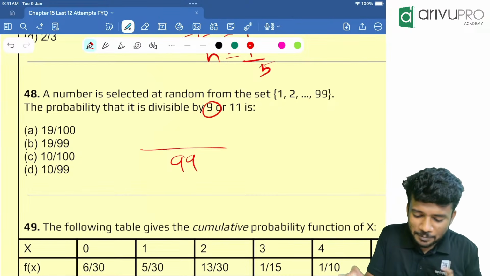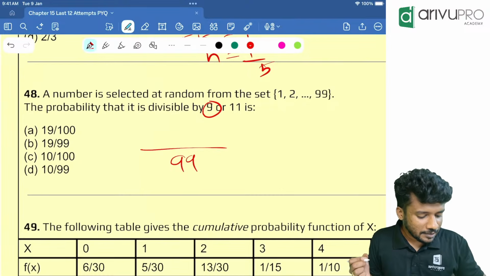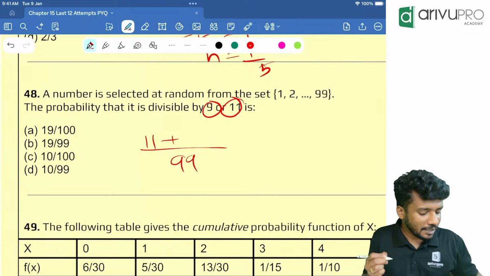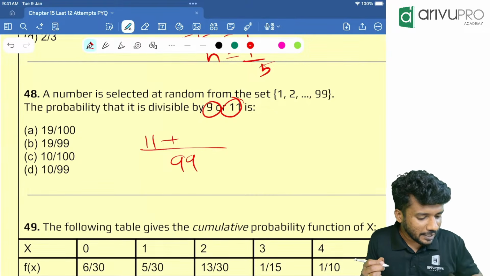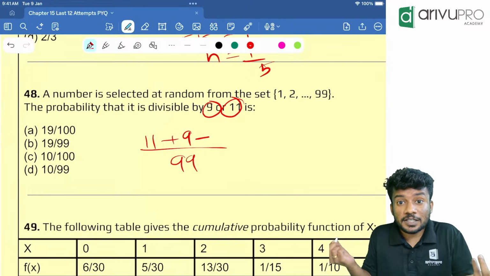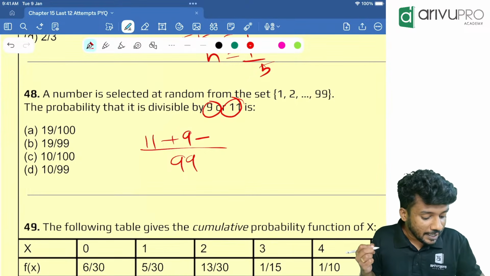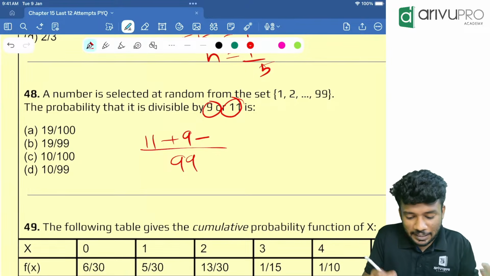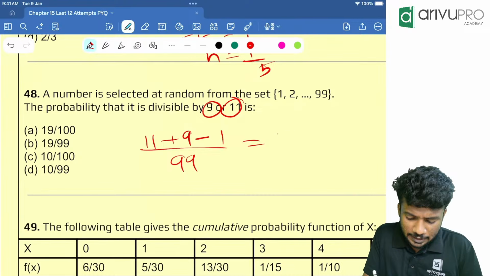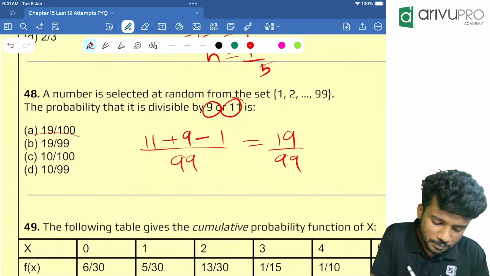Now how many are divisible by 9? Take 99 divided by 9, which is 11. Plus how many are divisible by 11? Take 99 divided by 11, that is 9. Minus some, we need to check whether something is divisible by both. That is 9 into 11, which is 99. So 99 by 99 is 1. So the answer is 19 divided by 99. Option B is your answer.